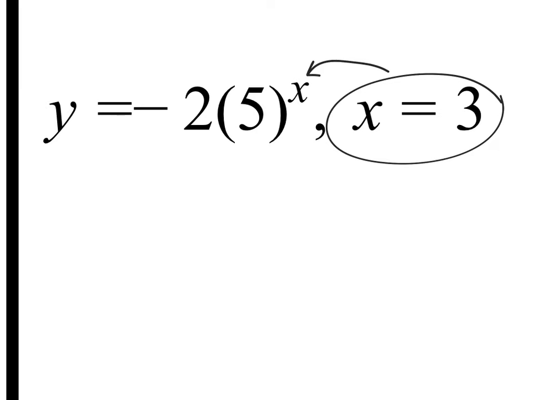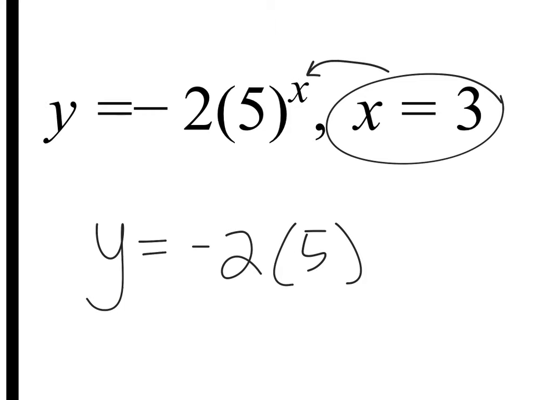Where x is, so we're plugging in 3. Y equals negative 2 times 5 raised to x. No, not x. 3. We're taking 3 and we're plugging it in. I'm asking you to evaluate for that x value.